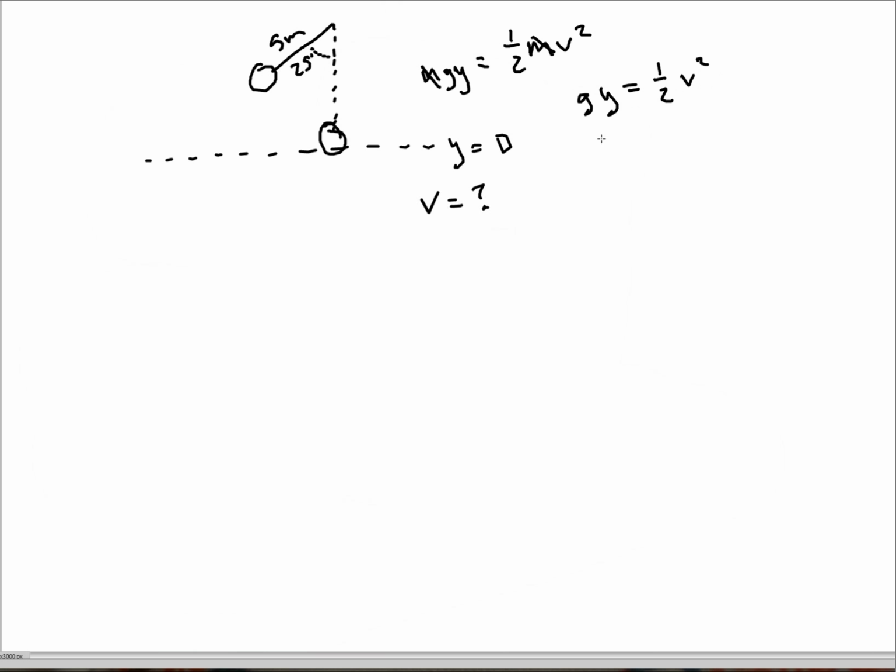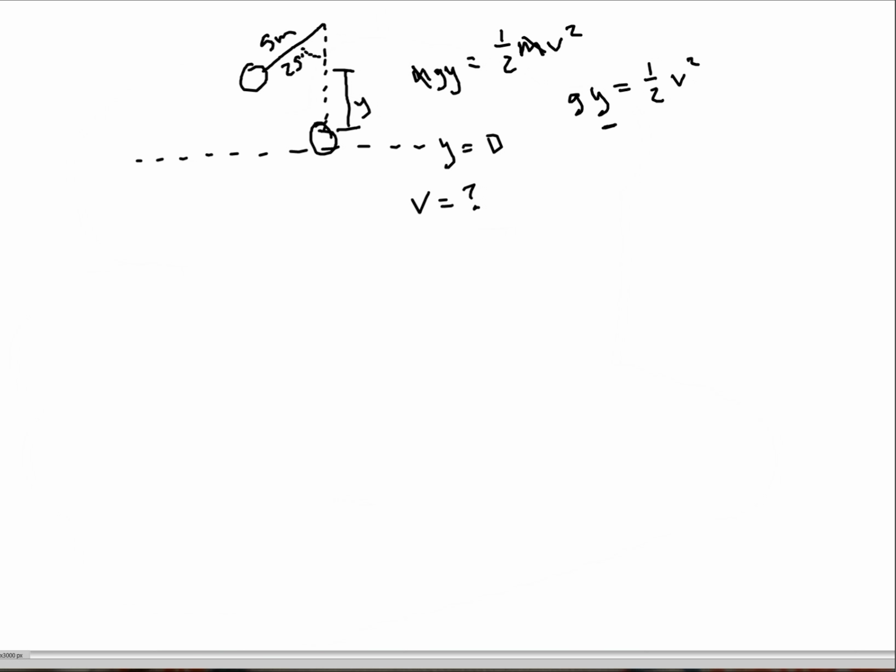but I need to know this y. In other words, I need to know this height right here. What I can do is utilize the fact that, again, I gave you the angle for a reason. And so if you think about it, you form a right triangle right here with this length being 5 minus y. This whole length being 5.